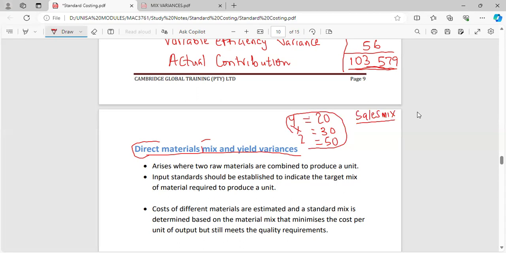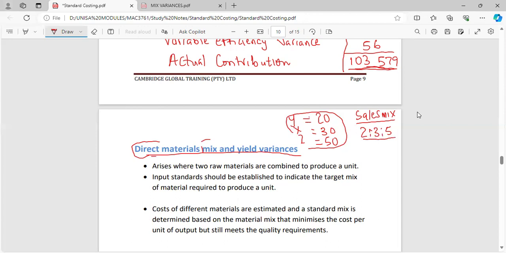Break-even analysis. That's when we did the sales mix. Is the sales mix going to be 2, 3, 5? Yes, it will be 2, 3, 5. So that is going to be our sales mix here, or a material mix. The calculation is the same, whether it's a sales mix or a material mix, the calculation is the same.